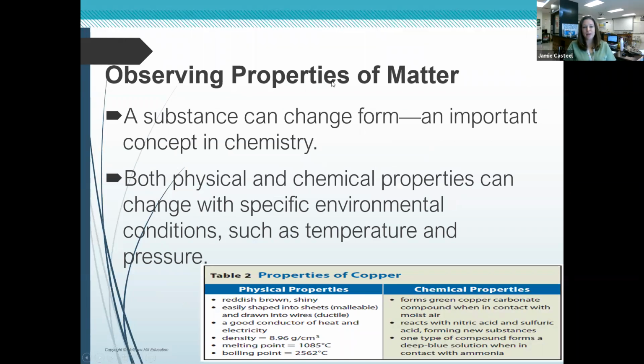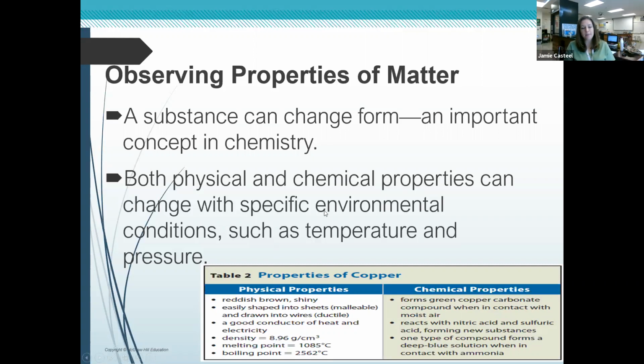All right, so observing properties of matter. A substance can change forms, but you have to be careful because that can be physical or that can be chemical. Ice going to water, going to steam, is a physical change because it's all water. So it can change form but still be physical. Let's talk about chemical properties. If I mix water with sodium, it's an explosive reaction and I end up with what we call sodium hydroxide. And that is not going back to pure sodium and pure water because of the change that has occurred.